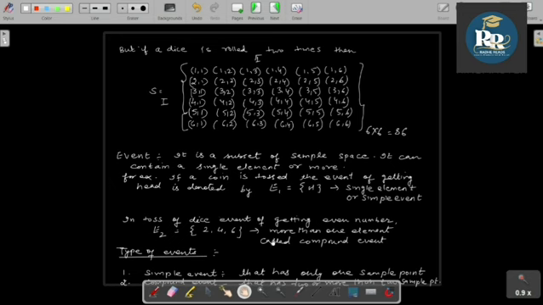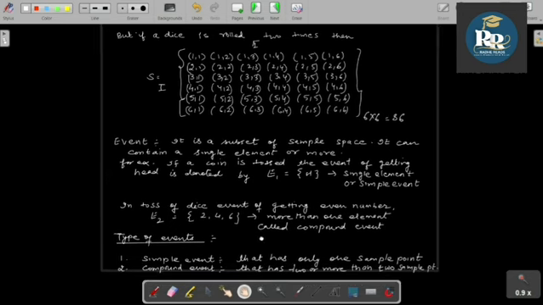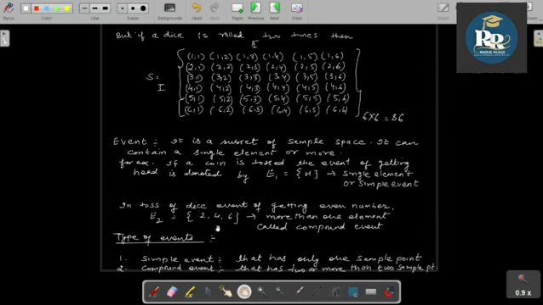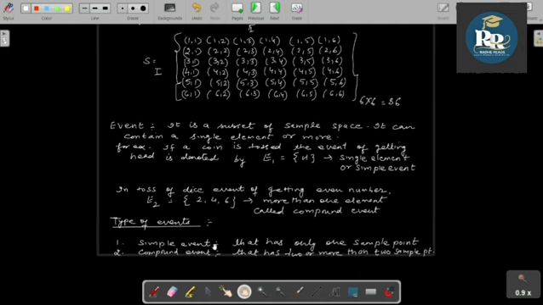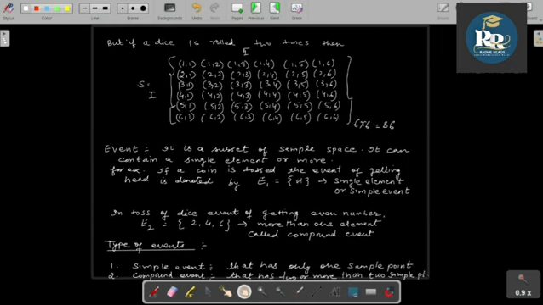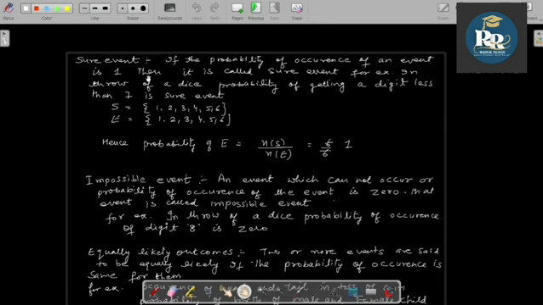So what is a compound event then? The event which contains more than one element is called a compound event. So next we discuss types of events. Simple event, I have already discussed, that has only one sample point, and compound event that has 2 or more than 2 sample points. Now the next definition is sure event.